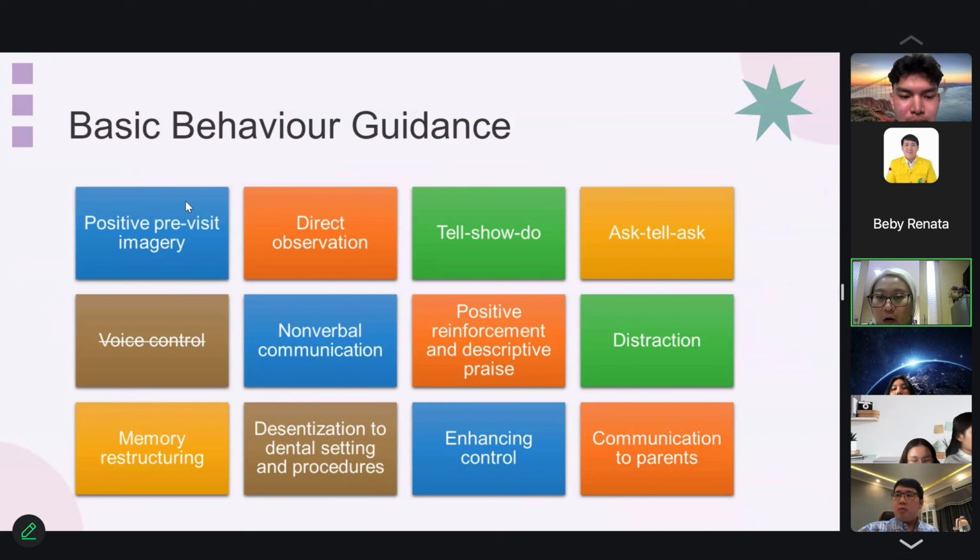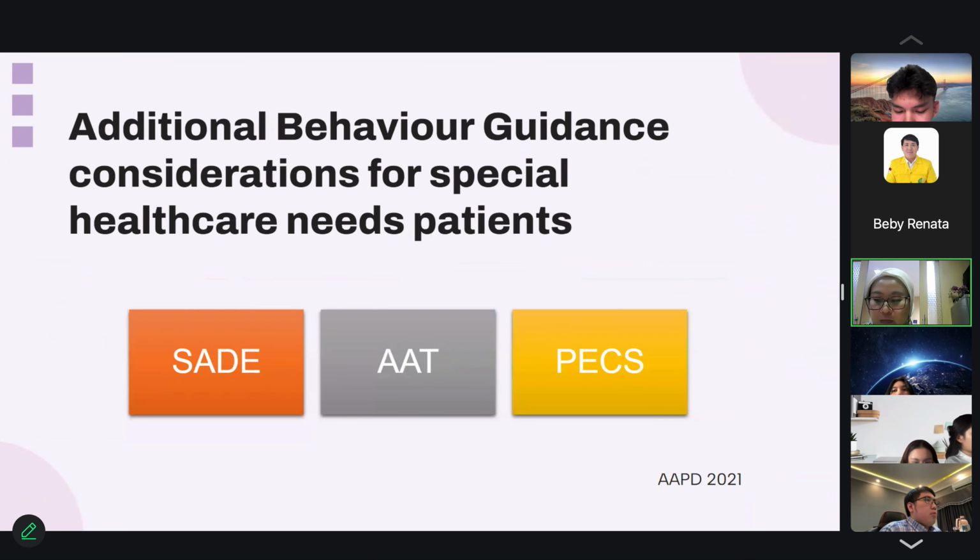So basically, all of these basic behavioral guidance techniques are suitable to apply for special needs patients, except the voice control. Since all general dentists can apply this guidance in daily practice, the general dentist can apply these techniques when giving treatment to special needs patients. In addition, there are a few additional behavioral guidance techniques to consider for special needs children. So we will discuss them one by one.